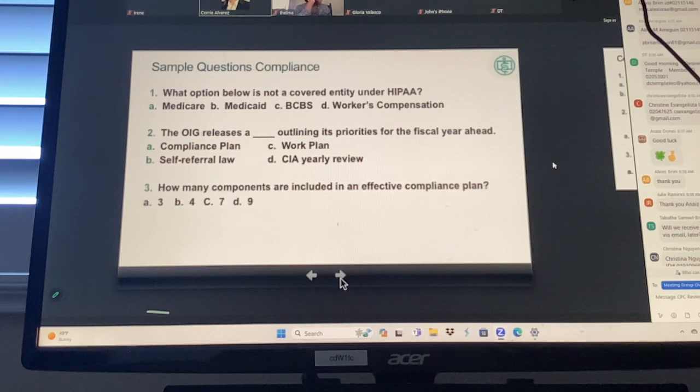All right, here are some sample compliance questions. Now, these are just samples, and so let's see what you come up with.